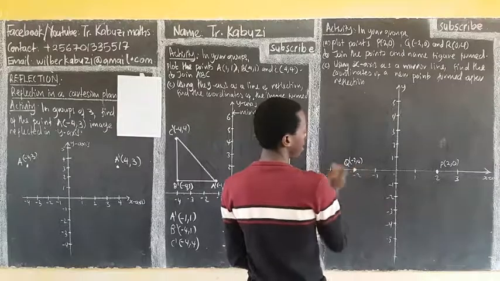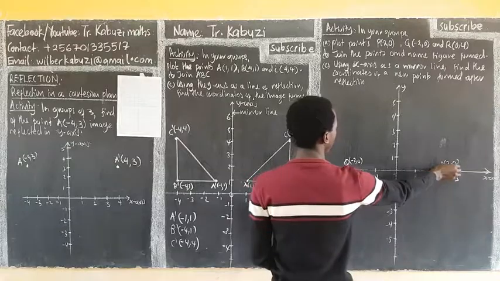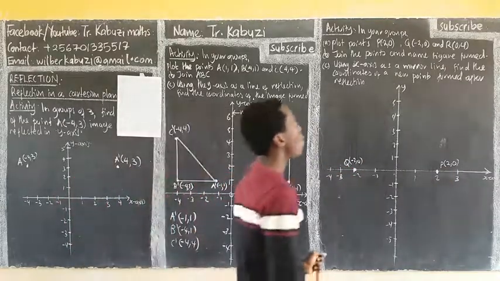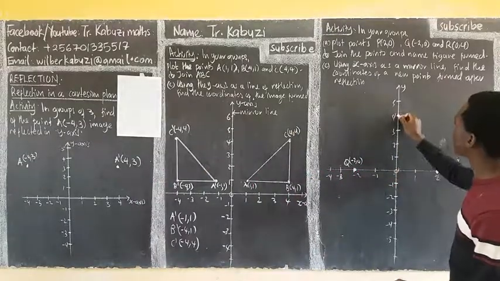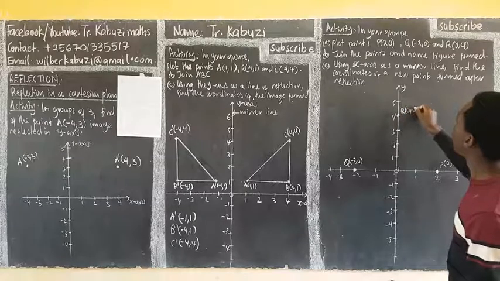You're not moving anything in Y. After reading the X, Y is not moving. Then we have 0, 4. Now the X is 0, the Y is 4. So this is going to be our R, 0, 4.